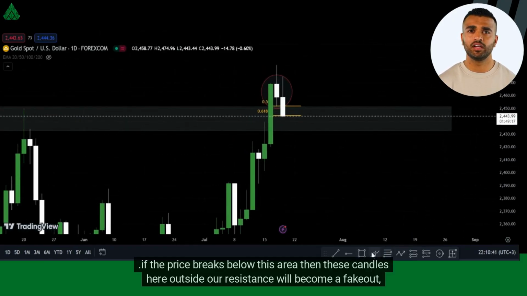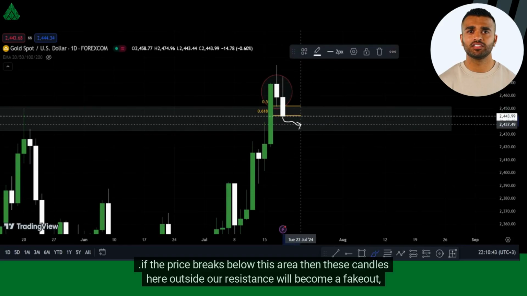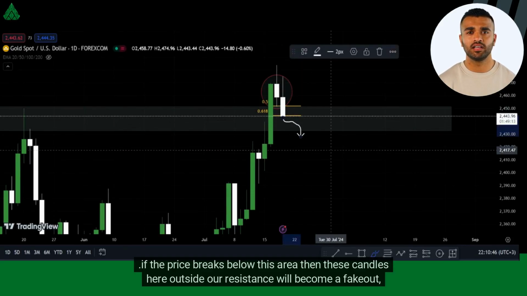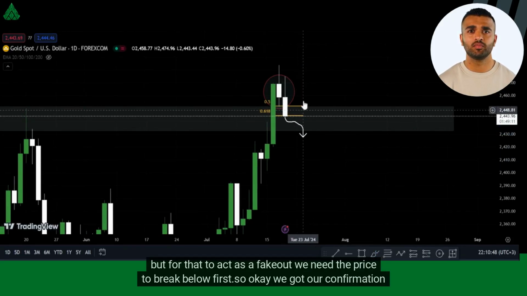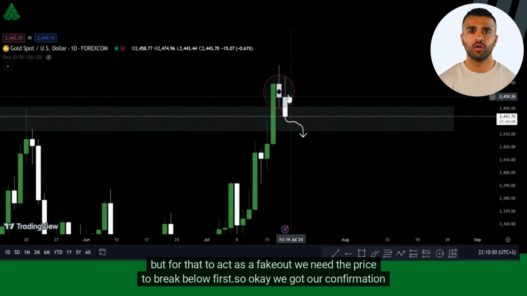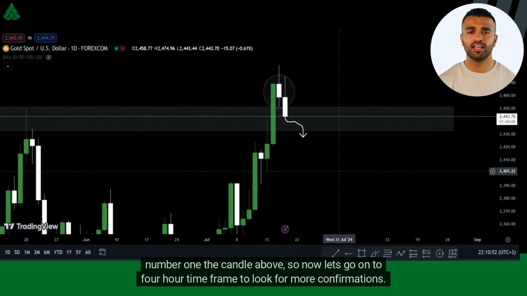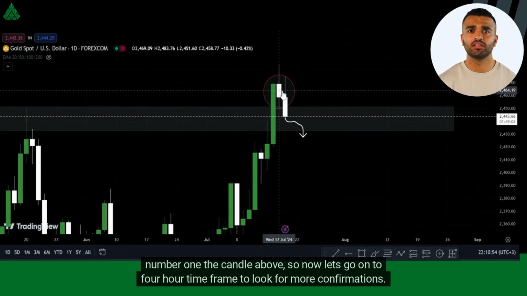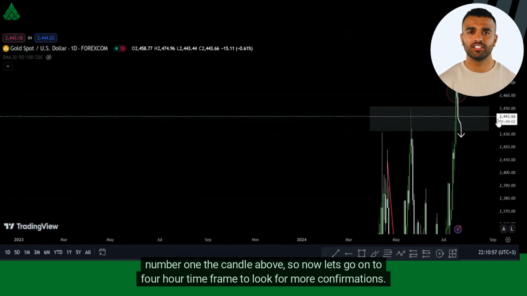If the price breaks below this area, then these candles here outside our resistance will become a fake out. But for that to act as a fake out, we need the price to break below first. So okay, we got our confirmation number 1, the candle above. So now let's go on to the 4-hour time frame to look for more confirmations.